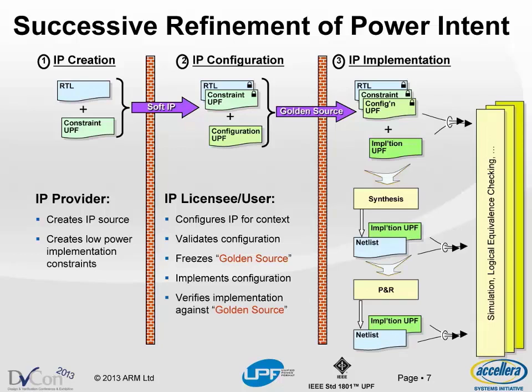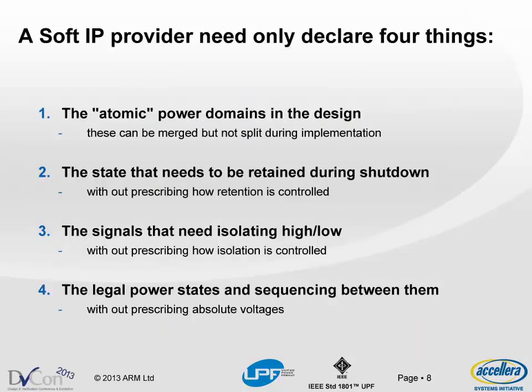That first brick wall in the diagram is what an IP provider provides. And really, essentially, it just breaks down into 4 things. It's not very much. And the four things are, number one, the atomic power domains that exist in the design. I call them atomic because they cannot be subdivided. They're the finest grain resolution of the power domains in your design. You could merge them together when you do your implementation or ignore them altogether, but you're not allowed to go and cut one in half.